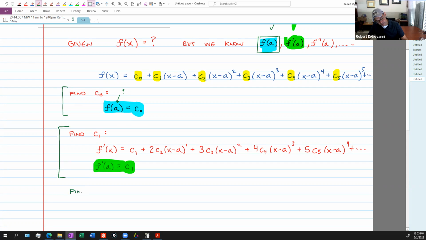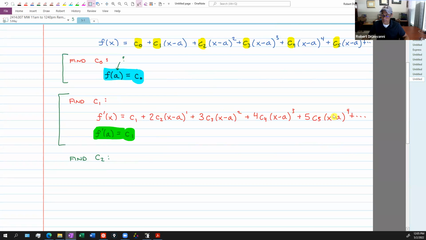If we want to find C sub two, same thing. We can't just plug it in here because it's right there. We're trying to find C sub two. So I need to do the same thing, right? Why don't we take the derivative again? The second derivative of this function will be: the derivative of a constant goes away. Here we get two C sub two, then the x minus a goes away. Now pay attention to the next pieces.